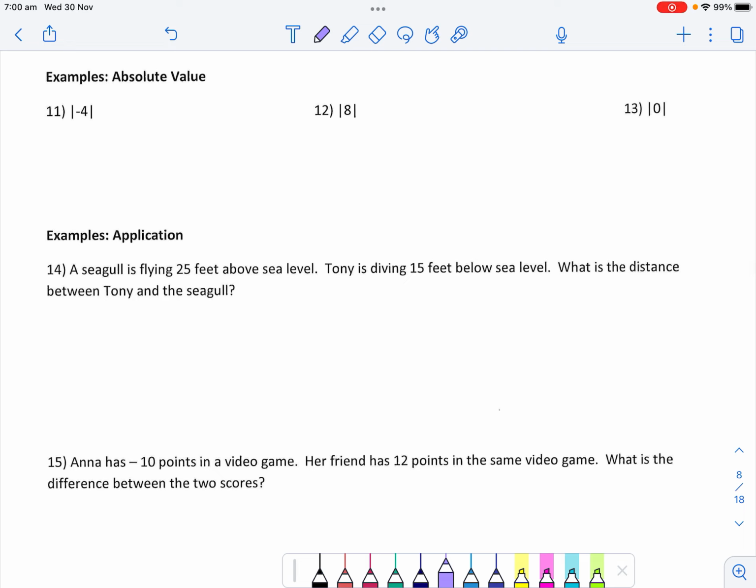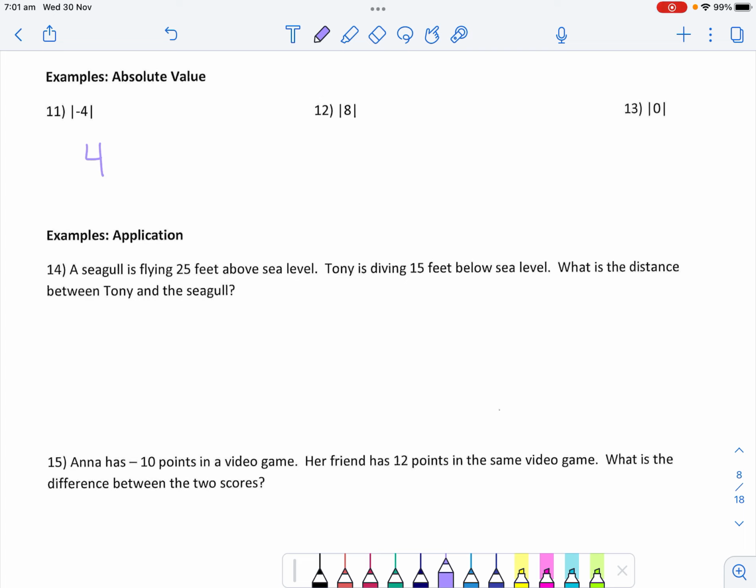In this next example, we're going to talk about absolute value. So I talked about it at the very beginning. Absolute value is a number's distance from 0 on the number line. So when I talk about the absolute value of negative 4, how far is negative 4 away from 0? It is 4 units away from 0. And distance cannot be negative.